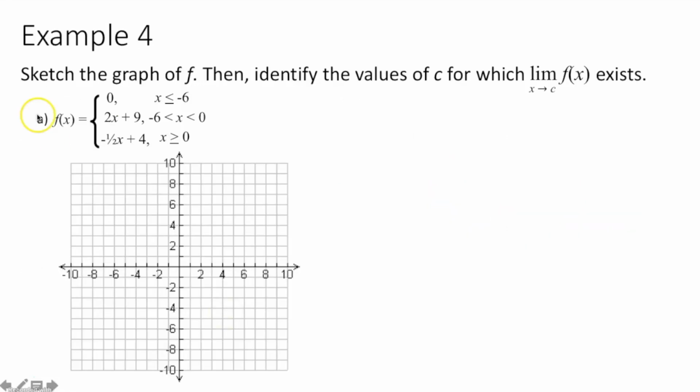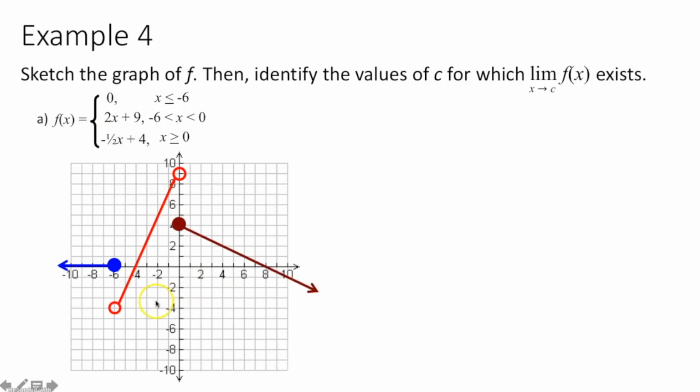Now example 4 says sketch the graph of f, then identify the values of c for which the limit as x approaches c of f of x exists. So we're going to sketch this graph real quick. It's a piecewise function. We have f of x is equal to 0 when x is less than or equal to -6. f of x is equal to 2x plus 9 for negative 6 less than x, which is less than 0. And then we have f of x is equal to negative 1/2 x plus 4 when x is greater than or equal to 0.